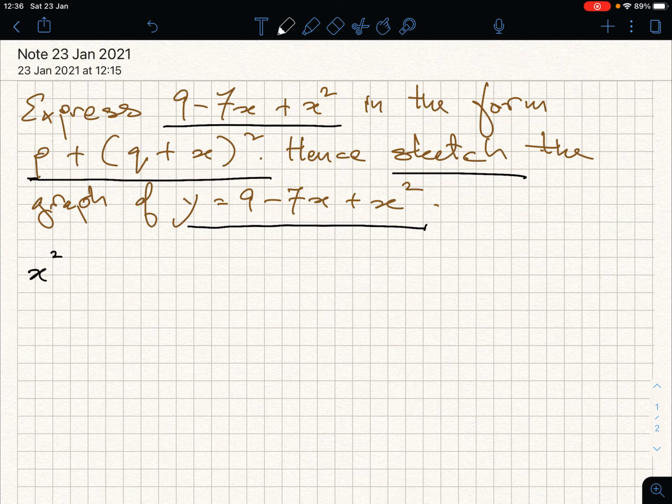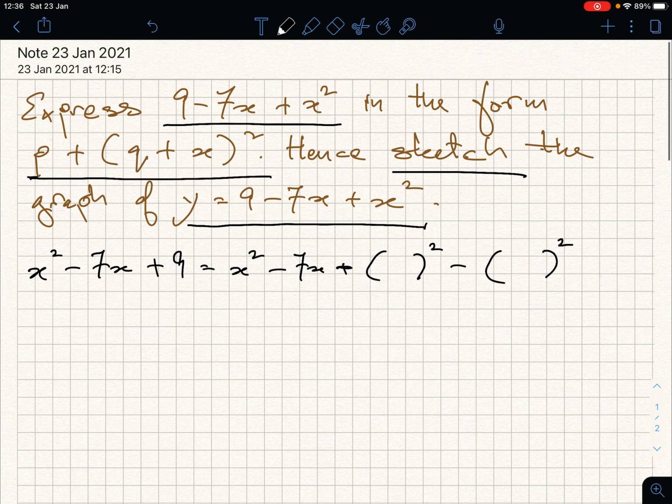So what we're going to do is write it in terms of a quadratic expression: x squared minus 7x plus 9 will be equal to, we're going to use the completing the square method. So x squared minus 7x, plus b squared minus b squared, because whatever you put in, you must minus away. Whatever you add, you must remove. Then plus 9. After that we get x minus b, bracket squared.